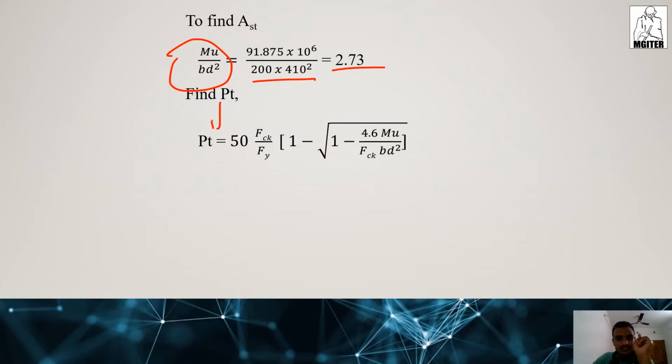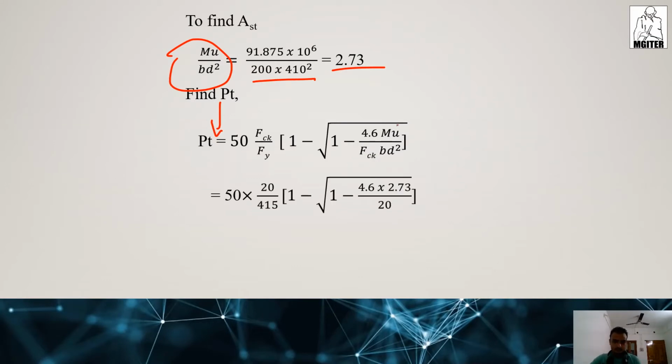For 2.73 we find the Pt value. Pt is equal to percentage of steel. So this is the equation: 50 into fck upon fy into 1 minus under root 1 minus 4.6 Mu upon fck bd square. Provide the values here. Mu upon bd square is from here 2.73, fck 20, fy 415. So Pt is 0.939 percentage. So what is this 0.939 percentage? We call it the percentage of steel.